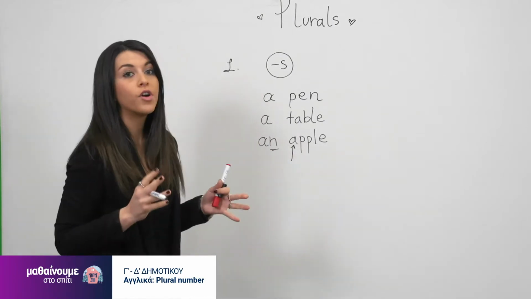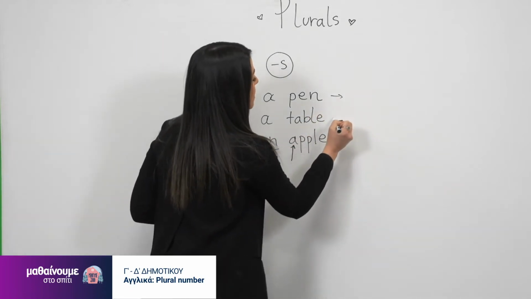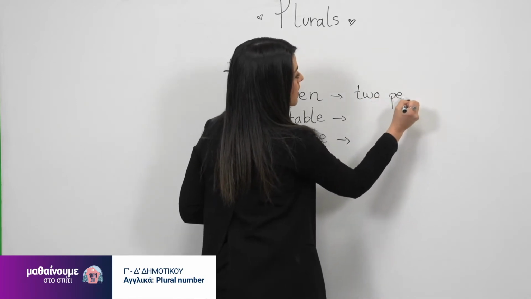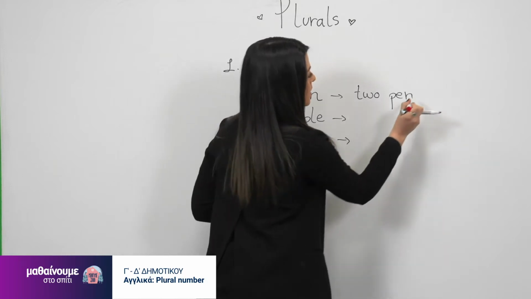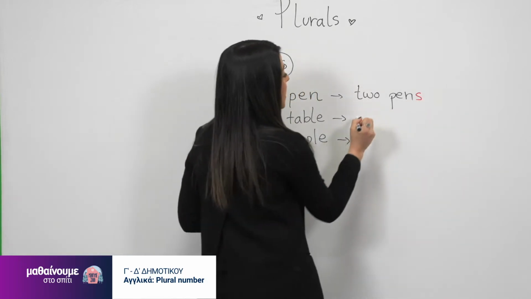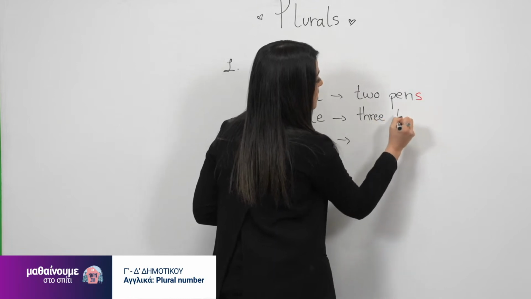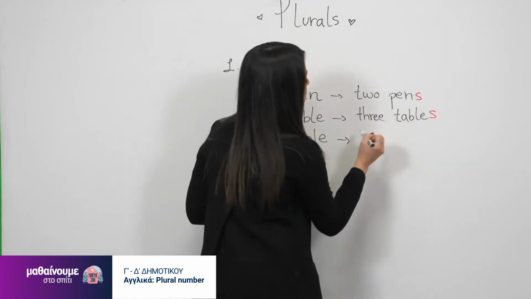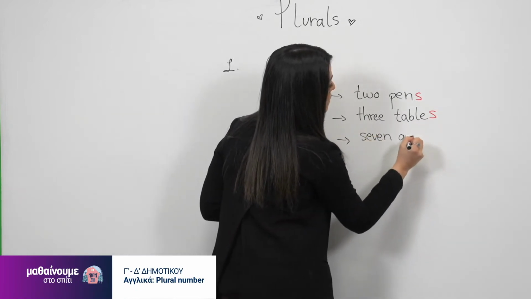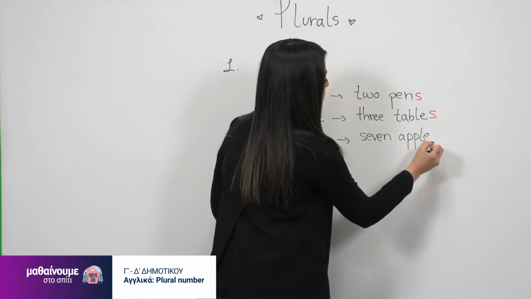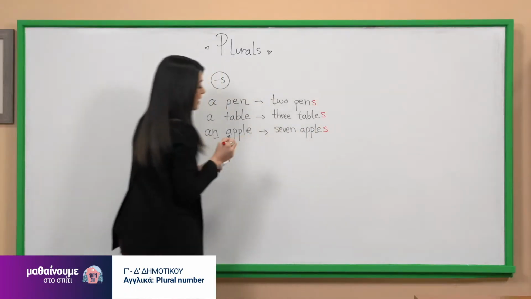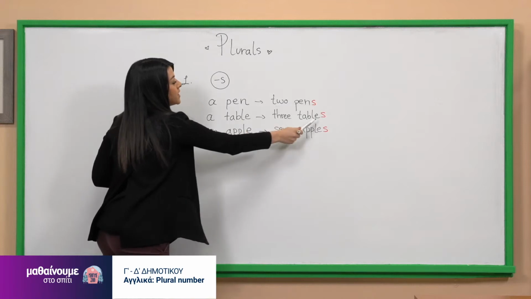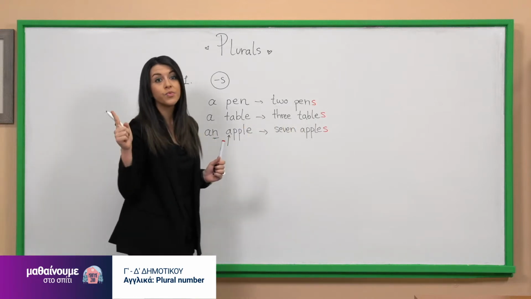So what do we do? How do we form the plural? A pen, a table, an apple. 2 pens, okay? We just add S. A table, 3 tables. Again, we just add an S. Or an apple, 7 apples. So it's simple, just add S. So a pen, 2 pens, a table, tables, apple, apples. This is the first rule, okay?